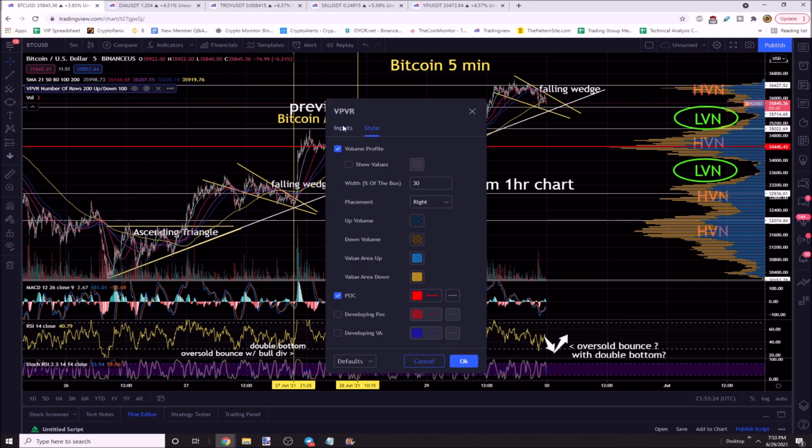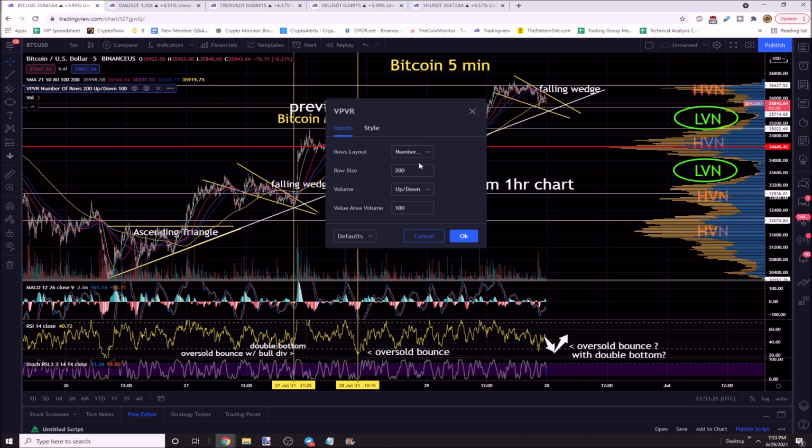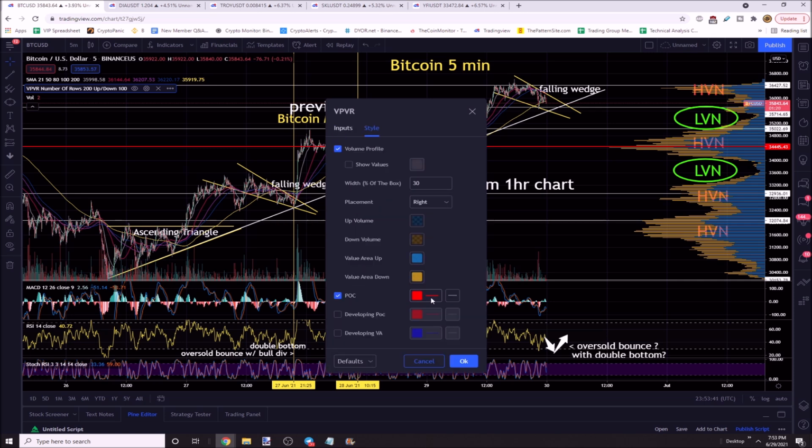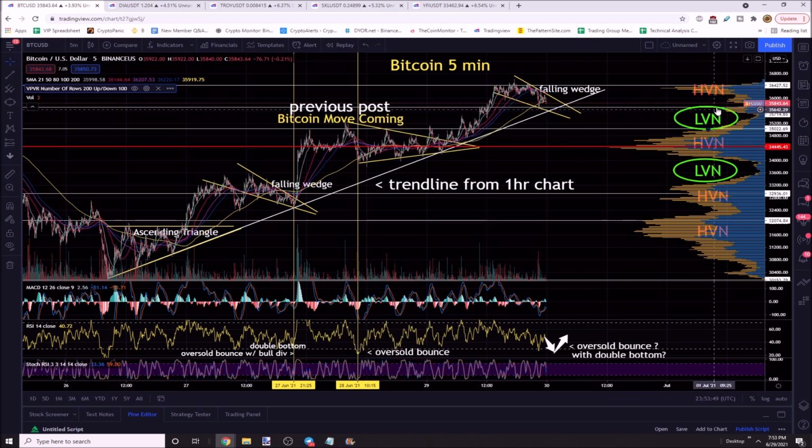So if you go to inputs, I go with row size 200, value area volume 100. The point of control is set to red, and then I leave the rest of the settings the same. So once you have this enabled, it's important to understand.